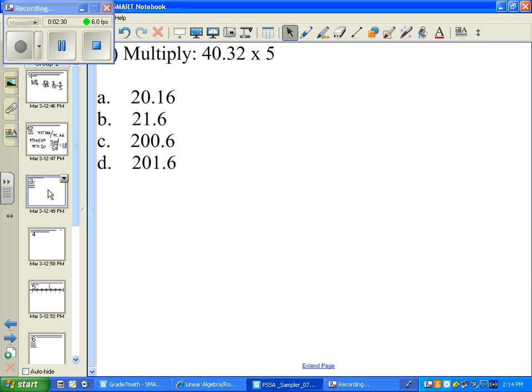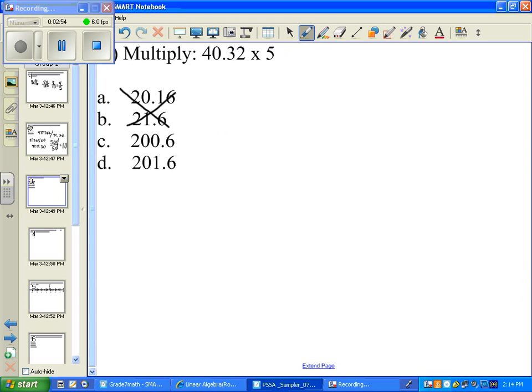Take a look at this. This is 40.32. 40 and 32 hundredths times 5. And they want us to give the answer to this. So, well, what's 40 times 5? 40 times 5 is 200. So we can get rid of these two answers right here.